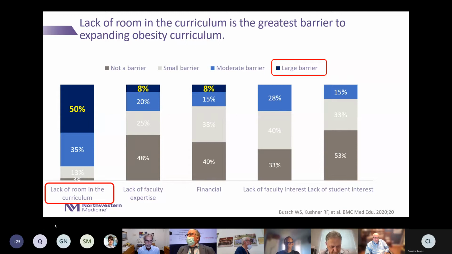All the way to the right, before we move on, is lack of student interest. That's not a problem. That's not a barrier. Over half the students, they feel, the deans felt that lack of interest in students was not a problem. It's really the other curricular barriers. Next slide, please.